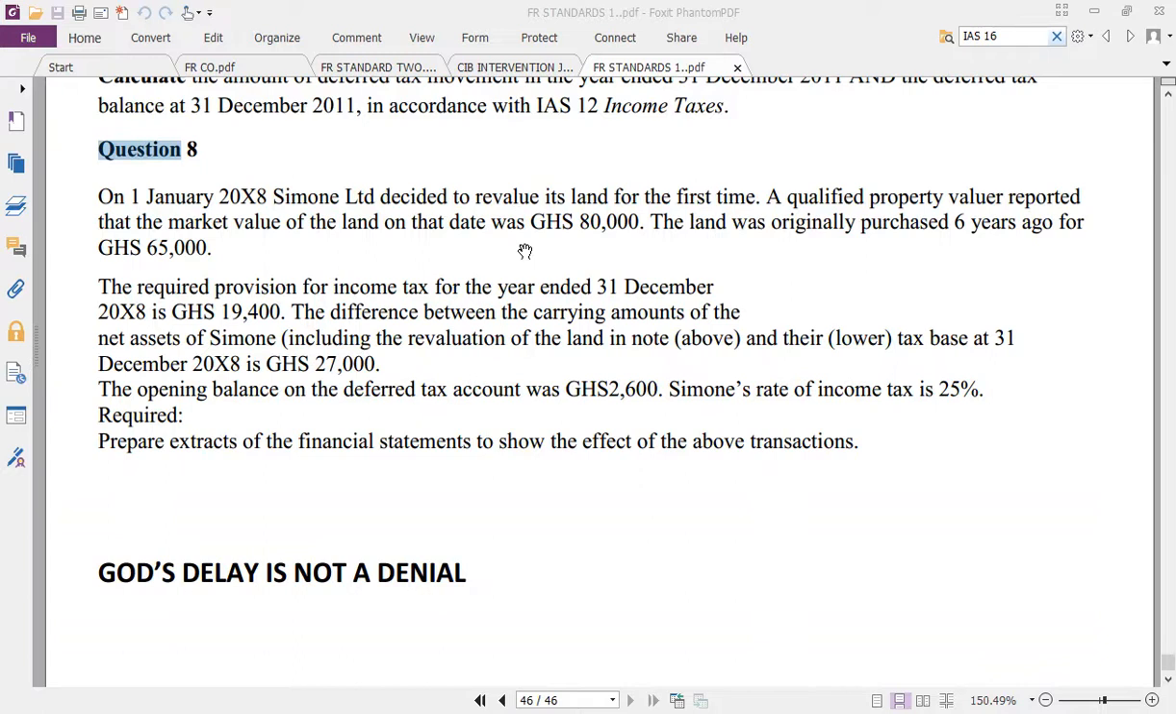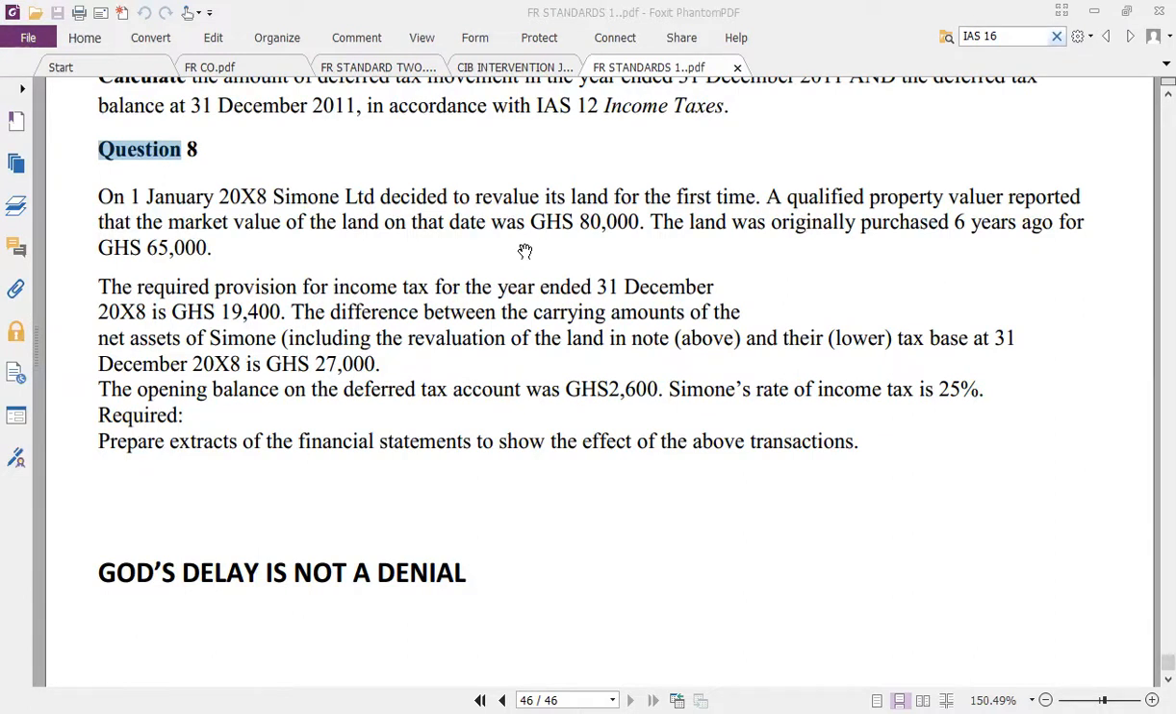The required provision for income tax for the year ended 31st December 2018 is 19,400. So that's the current year tax provision. The difference between the current amounts of the net assets of Simon, including the revaluation of land in the notes above, and their tax base as at 31st December 2018 is 27,000. The opening balance of deferred tax was 2,600.